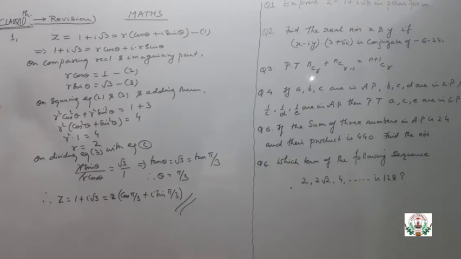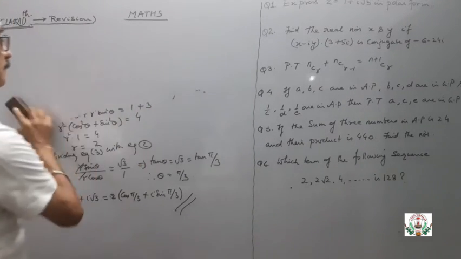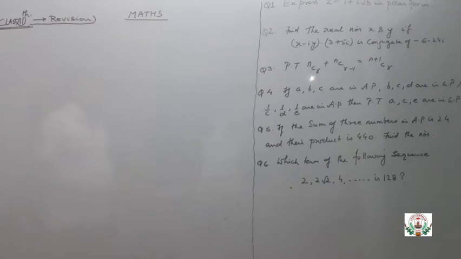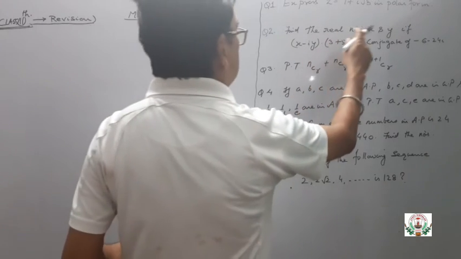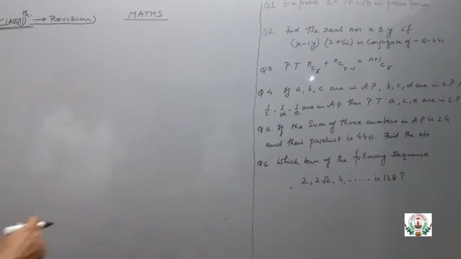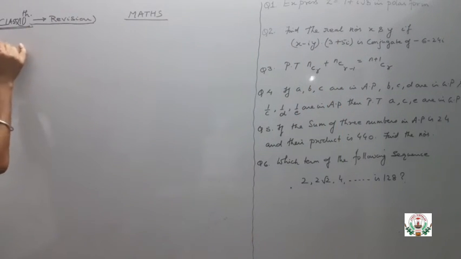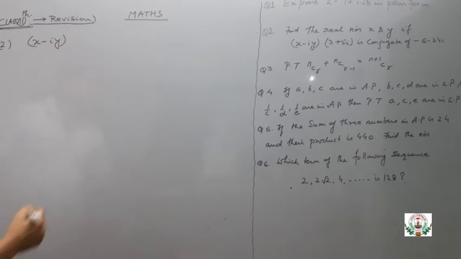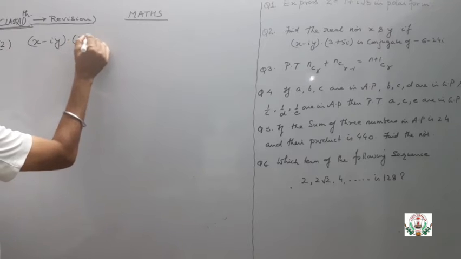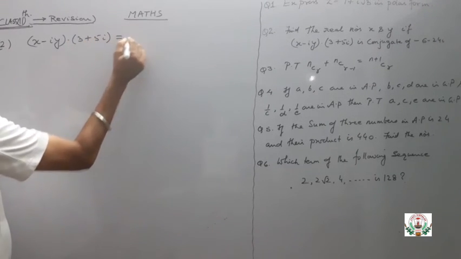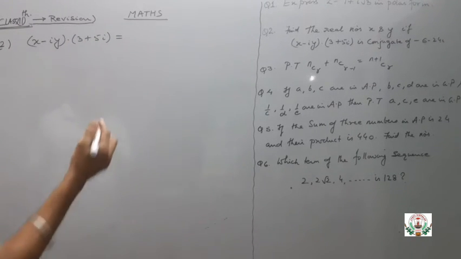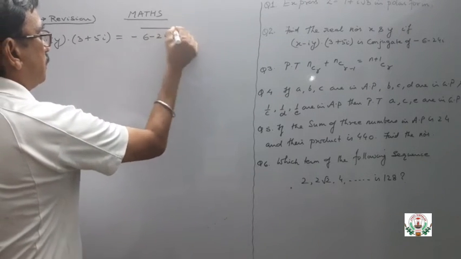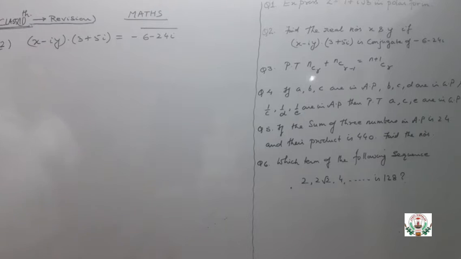Now let's move to question number 2. Find the real numbers x and y if (x minus iy)(3 plus 5i) is the conjugate of minus 6 minus 24i. So I'll put one bar for its conjugate in the next step.